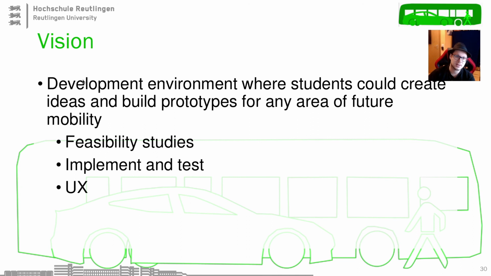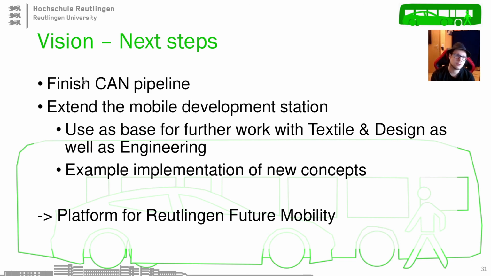The vision that we have is to build up a development environment where students can create ideas and build prototypes for any area of future mobility and do really fast prototypes. We could do feasibility studies, implement and test, and do user experience development. The next steps for that vision are to finish the CAN pipeline and extend our mobile development station, so that we can use it as a base for further work with textile and design as well as engineering, and do some prototyping showing what AGL could do and how we could use that to do cool stuff at university. Then we will start to do example implementations of new concepts. It should be something like the platform for Reutlingen future mobility based on AGL.